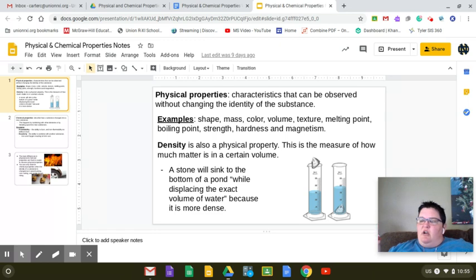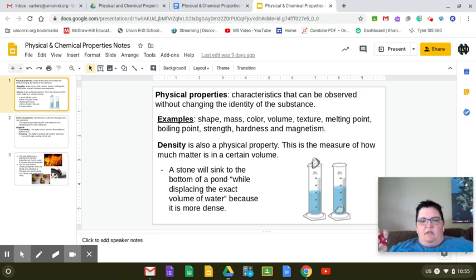And so therefore, that is a physical property, okay? I haven't changed it into something else. By me melting this plastic, the plastic doesn't turn into rock or something like that, okay? And so that's how we know that it is a physical property. It's still plastic, okay? Boiling point, same way.